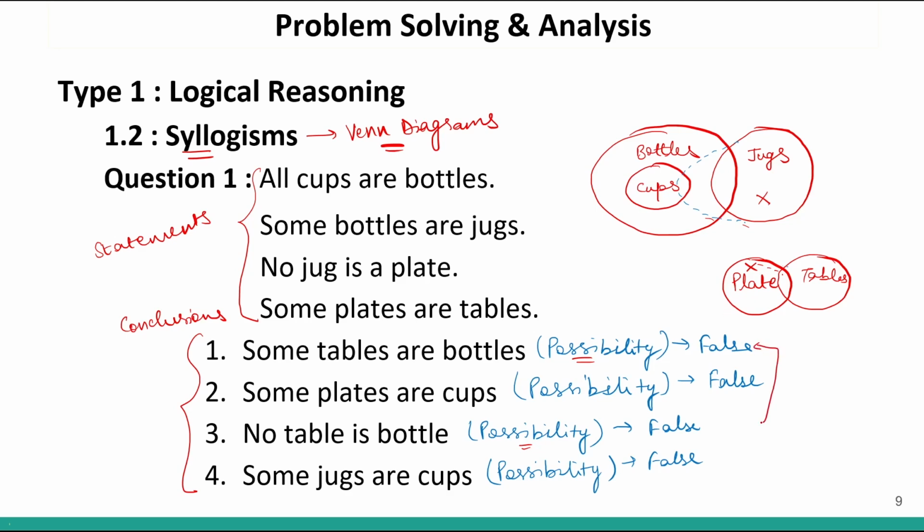So I can say that either 1 or 3 is true. So if this is false, this will be true. If this is false, this will be true. Correct? Because either of the 2 possibilities will be true. Either they will overlap or they will not overlap. Therefore, either 1 or 3 is true. This will be the correct answer.